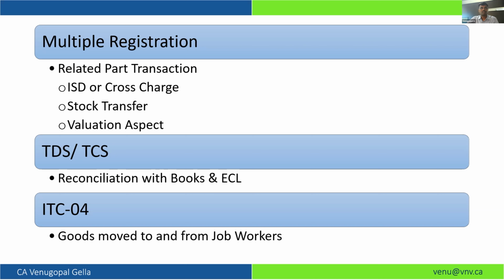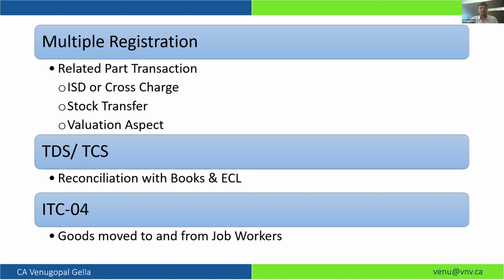Like I said, even though there is no supply between branches, GST recognizes it. So if there is any stock transfer from one branch to another, that will be considered as supply and you have to pay tax on it. The valuation aspect is very important in this.